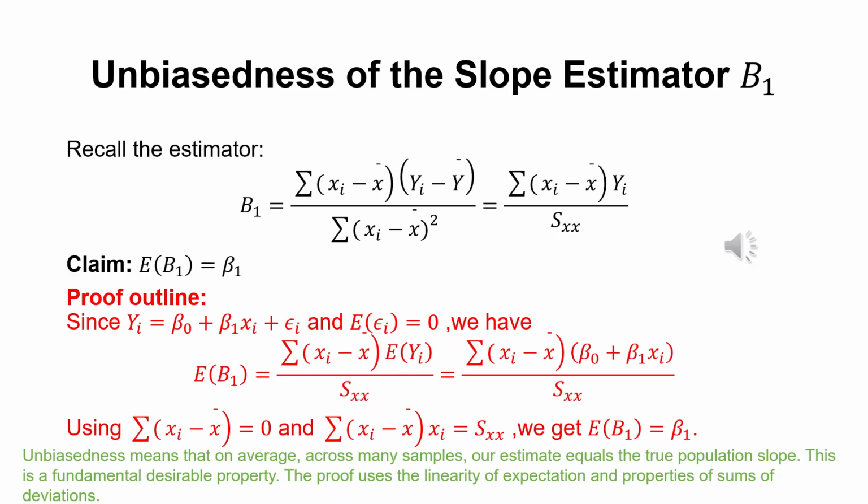Unbiasedness means that if we were to take many samples and compute the slope each time, the average of those sample slopes would equal the true population slope beta. This is a fundamental desirable property. The proof uses the linearity of expectation and properties of sums of deviations. Unbiasedness of the intercept follows directly from unbiasedness of the slope, and the fact that the fitted line always passes through x bar, y bar. This holds regardless of the distribution of errors, as long as the errors have mean 0.